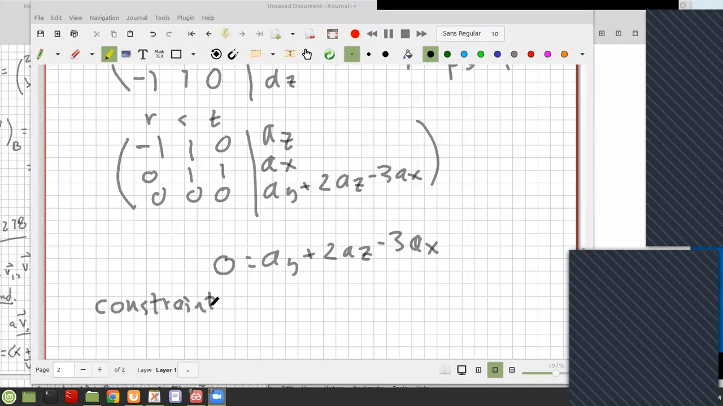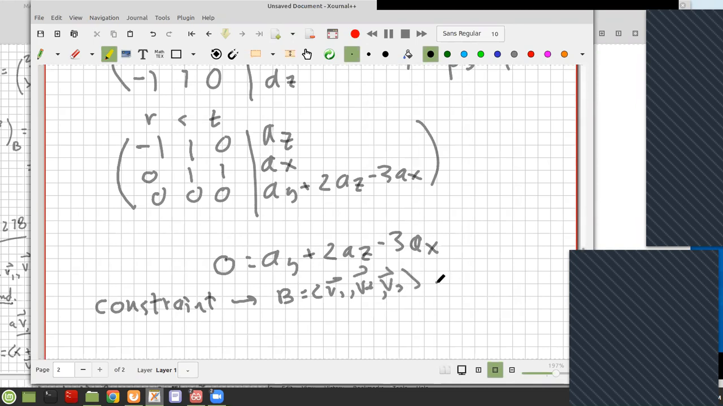Okay, so we're in the middle of this problem of showing that three vectors are a basis, and that we have a constraint. So if we have a constraint, the set B of V1, V2, and V3 above does not span the space. But how do we show that?